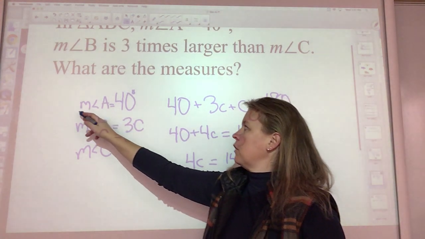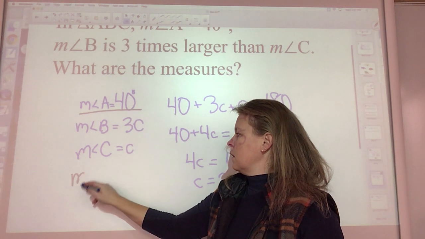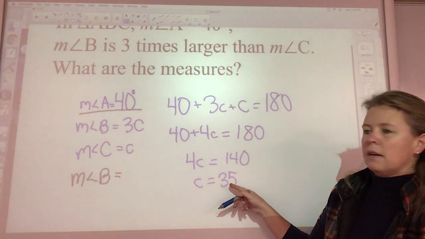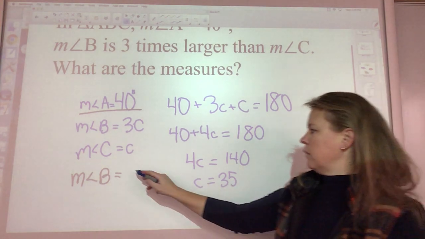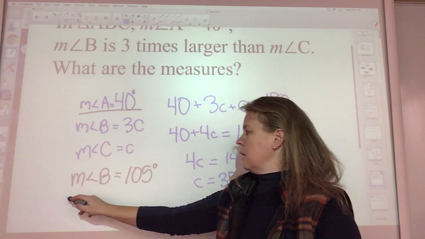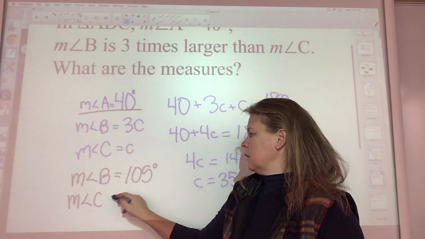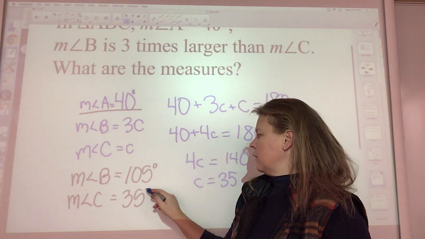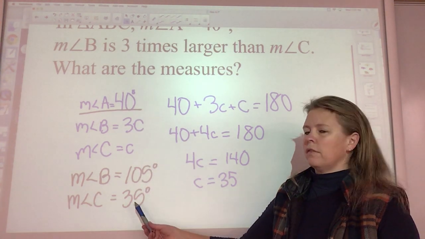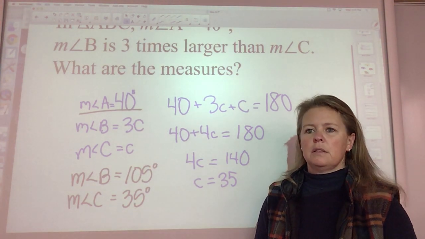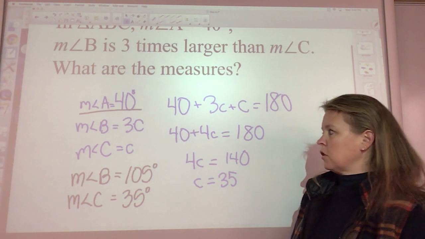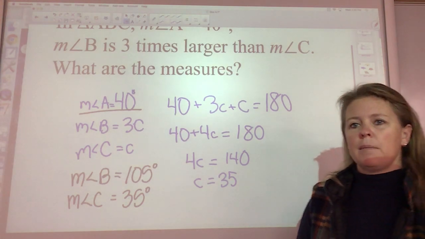We already know the measure of angle A is 40. The measure of angle B is 3 times as big as 35, for a total of 105 degrees. And the measure of angle C itself is 35 degrees. Quick check, 40 plus 105 plus 35 is 180 degrees. Told you these notes were much shorter. You can get started on your assignment right away.